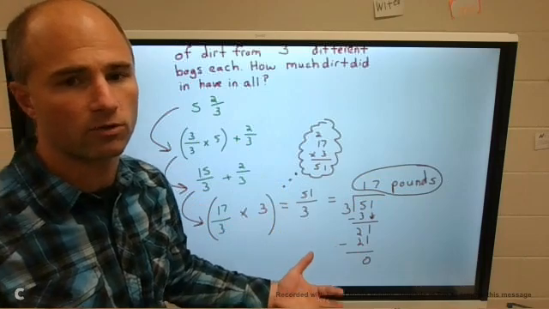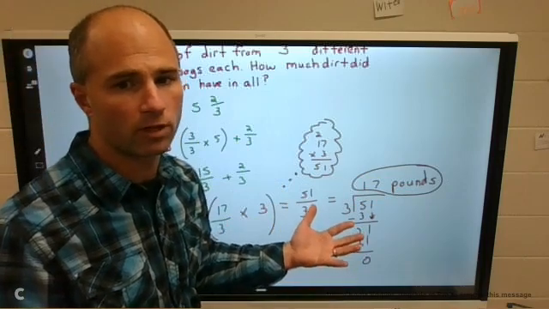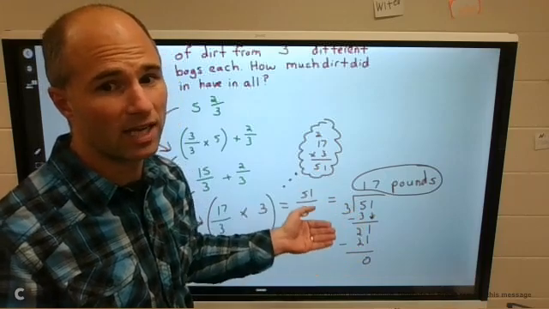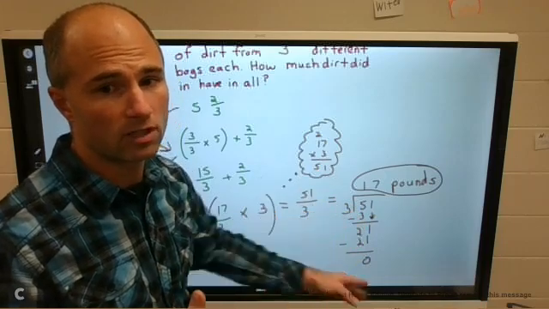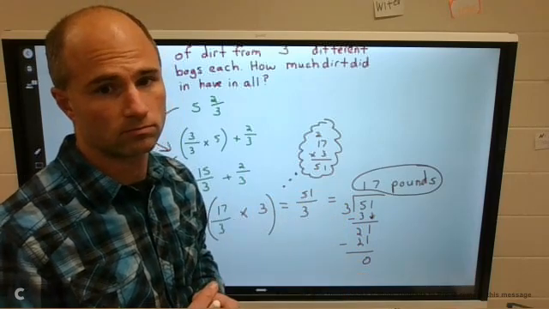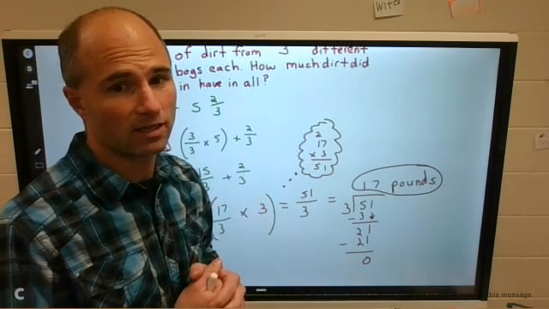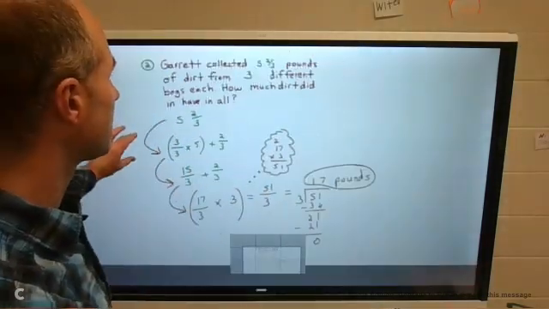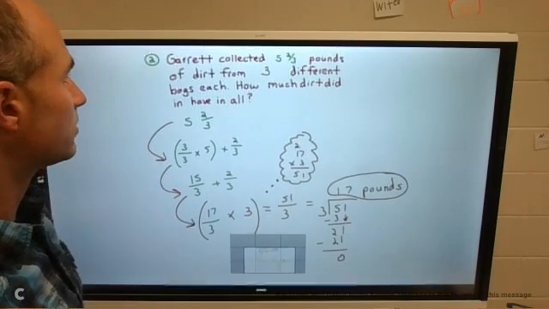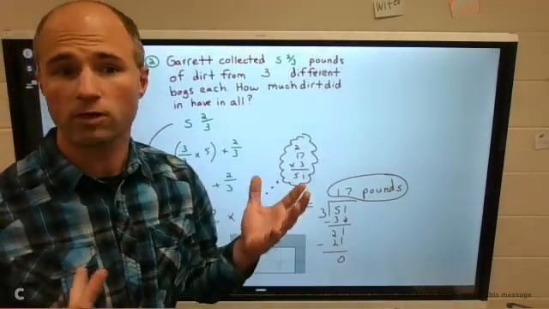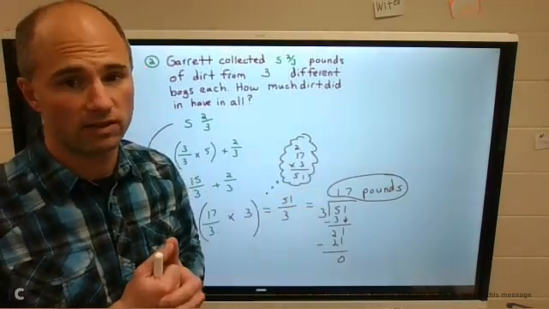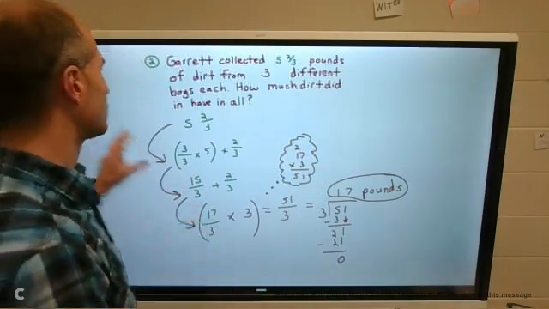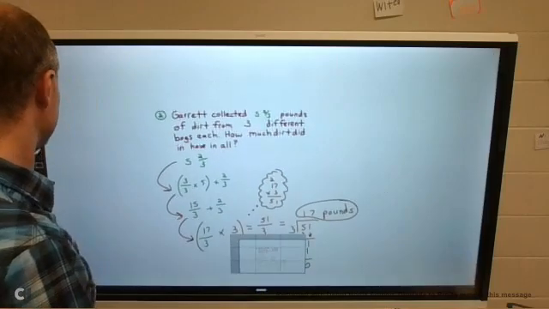Wait a second. I thought we were trying to come up with a mixed number here, Mr. Brisland. Well, coincidentally, in this specific problem, we end up getting a whole number. Nothing left over. We sometimes get lucky like that. So altogether, Garrett collected 17 pounds of dirt. Not sure what he's using dirt for, but he collected 17 pounds of dirt. With that being said, let's move on to our last and final problem.